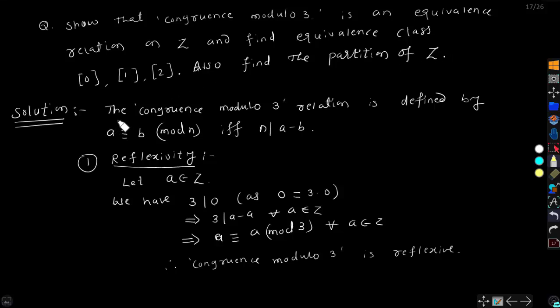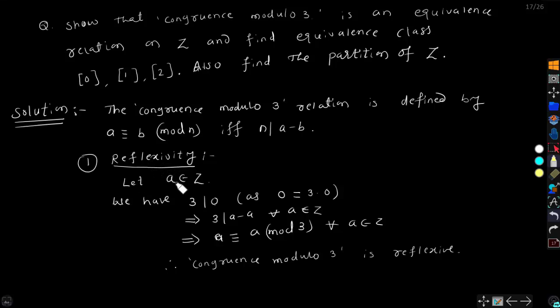First we have to prove that the congruence modulo 3 is an equivalence relation on Z. Already we have proved that congruence modulo n is an equivalence relation. Just replacing n by 3 we will get the same result, or we will prove this congruence modulo 3 relation is an equivalence relation. So first we have to prove that this relation is reflexive.